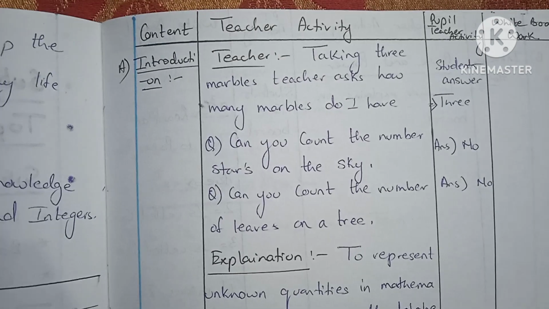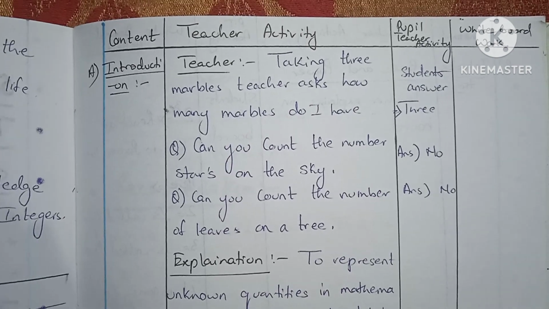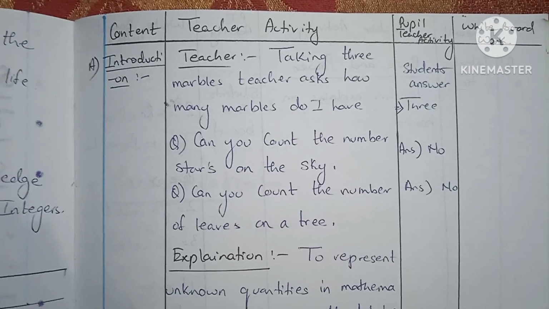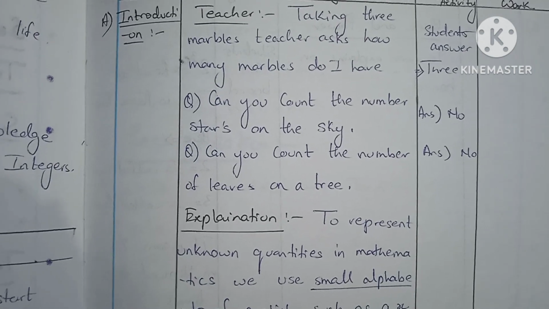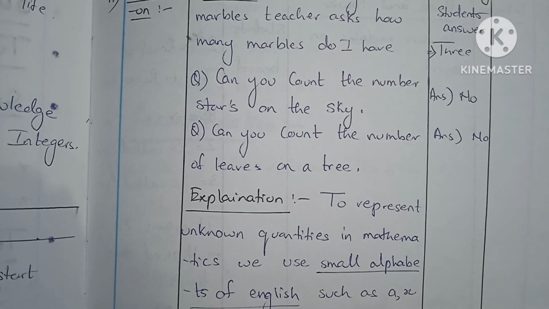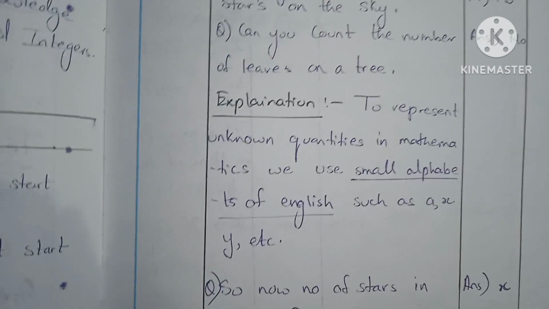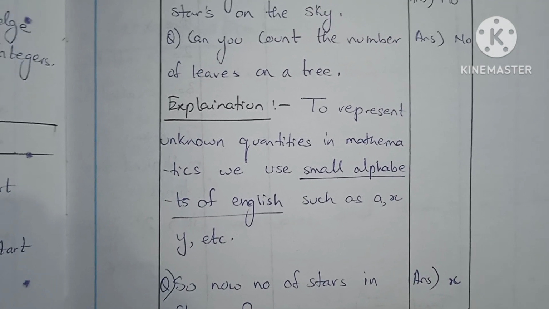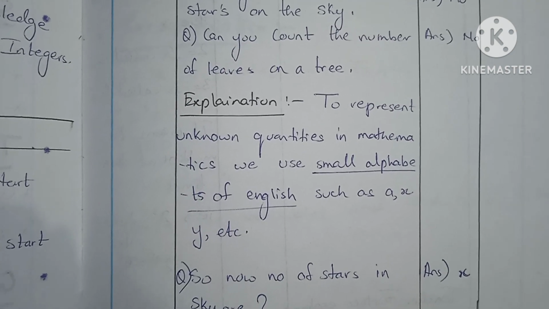Firstly, the teacher asks the students the following question, can you count the number of marbles which I have given? So they say yes, we can count, and they tell how many they are. Then after that, the teacher says, can you count the number of stars in the sky? Or can you count the number of leaves on a tree? The students reply no. Then teacher says that we use small alphabets of English such as a, x, y, any alphabet from a to z to represent unknown mathematical quantities in mathematics.